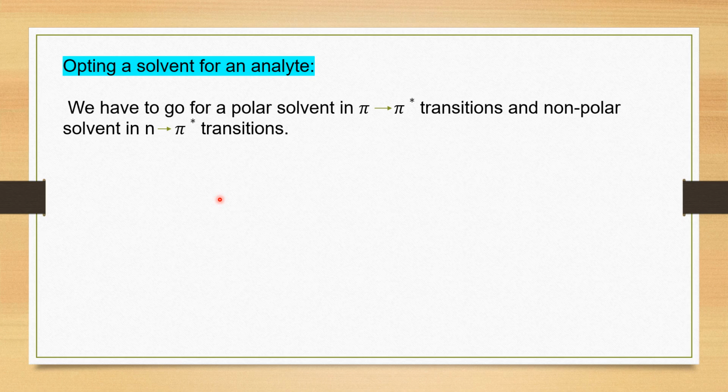How to select a suitable solvent for an analyte? We have to go for a polar solvent in pi to pi star transitions and non-polar solvent in n to pi star transitions. We should not select polar solvent in n to pi star transitions because it will not promote the n to pi star transitions. It is increasing the energy in case of n to pi star transitions.